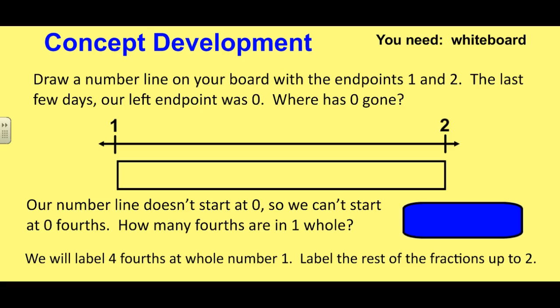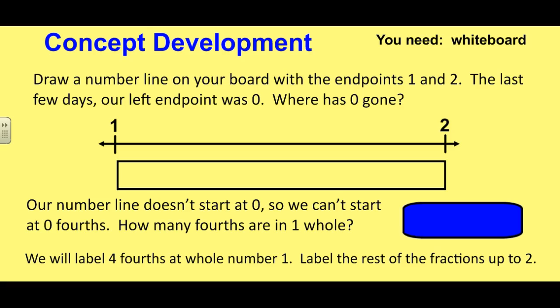The last few days, we've been working with 0 and 1 as our endpoints on the number line, but now we just have 1 and 2. So where did the 0 go on our number line? Well, this number line doesn't have a 0. We can imagine that the number line would keep going on the left side where it would go from 0 to 1 and then 1 to 2, but sometimes it doesn't start at 0.